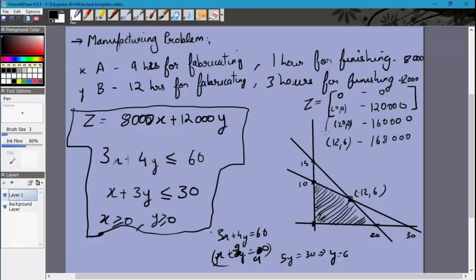168,000. So out of these four, 0 is the minimum value, so that's the minimum value of z, and 168,000 is the maximum value, so that is the maximum value of z, which means we should create a total of 12 cars of model A and 6 cars of model B.